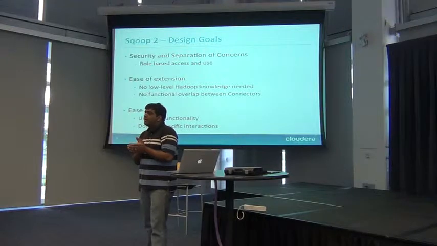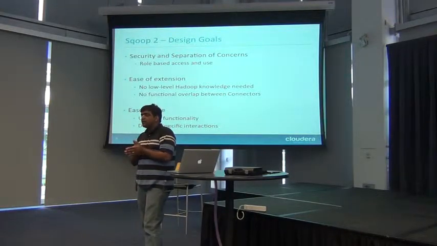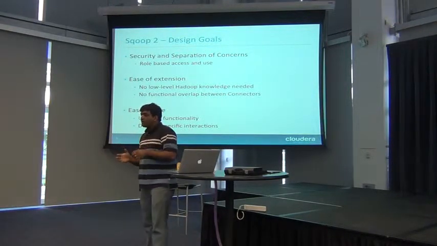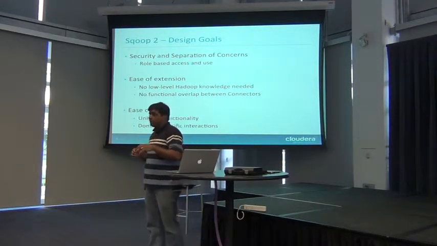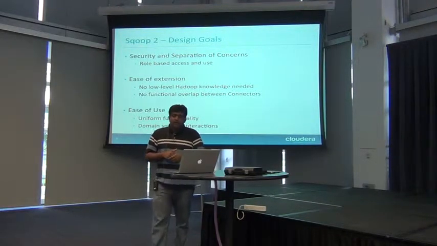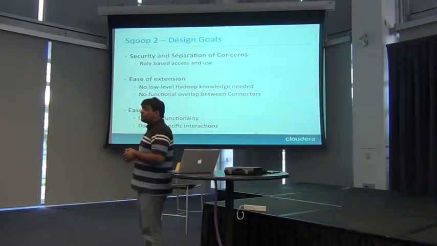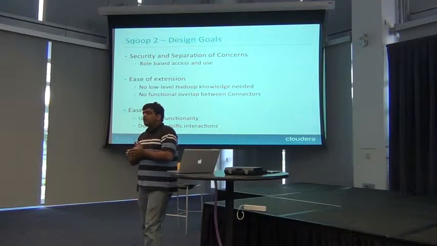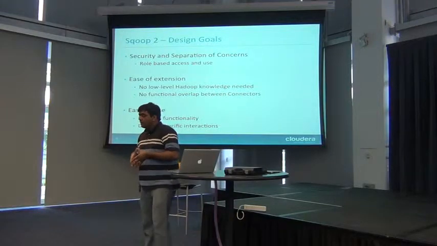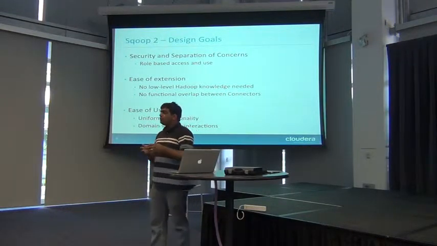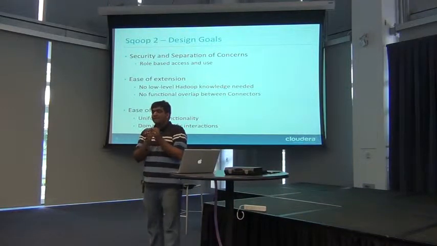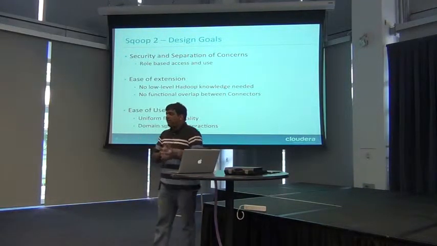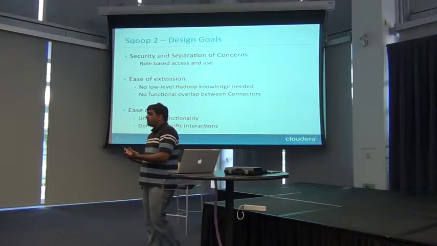So such a system allows administrators and users to say that certain users have certain privileges which other users do not. Another aspect of this was when we started working on Sqoop 2, we realized that we had to change the way connectors work. Connectors should do exactly what they are meant to do: read from a system and write to a system.